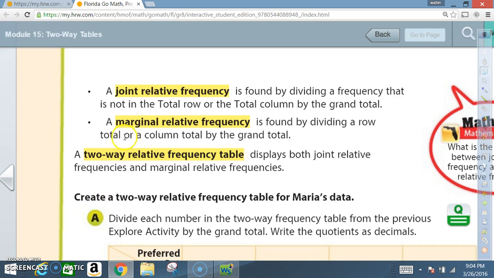Right now, a couple of things. One, this should help you understand examples 1 and 2 a little better when it's been explained to you. And 2, you now know how to make a two-way relative frequency table as opposed to, I'm going to say, a one-way relative frequency table. Right? You also know what joint relative frequency now means and how it's found, along with marginal relative frequency.